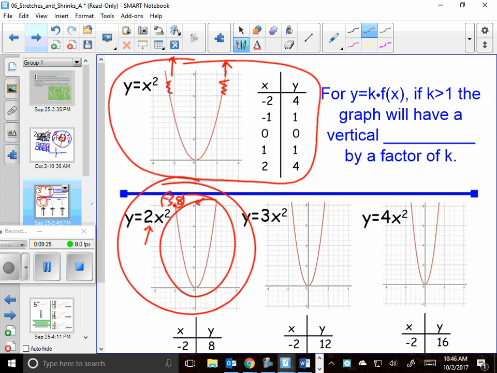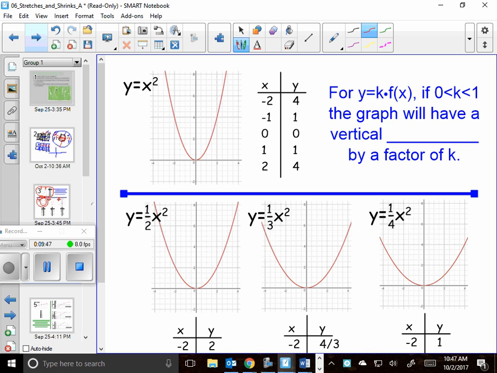Take a wild guess what happens when you multiply by 3. Stretches by 3. It's 3 times the y's. Notice the x's aren't any different. And how about this? Well, it's just 4 times vertical stretch.